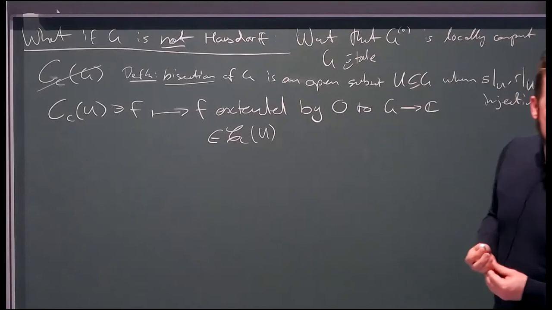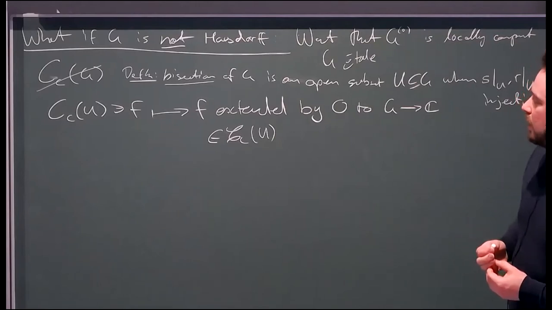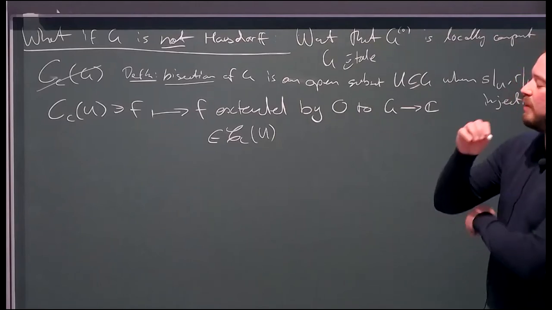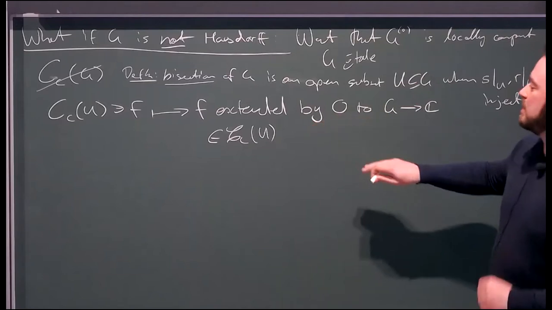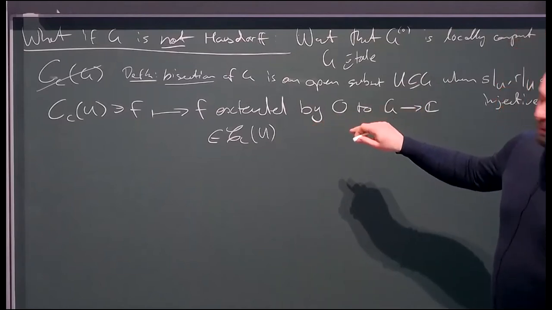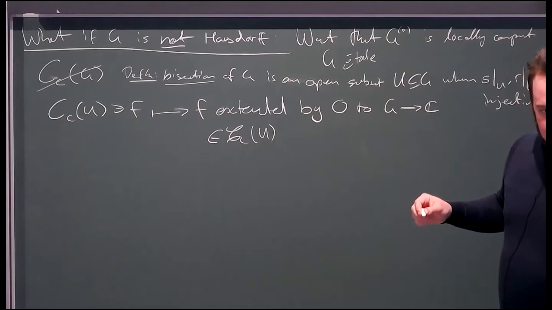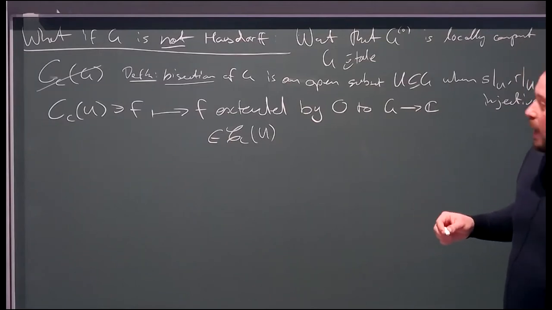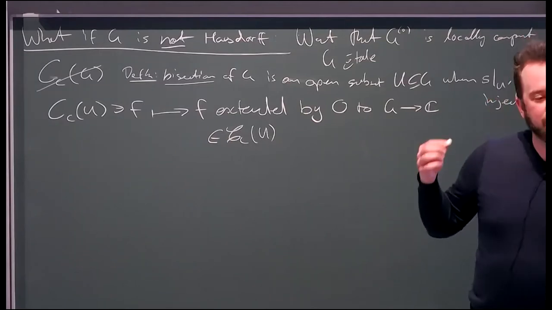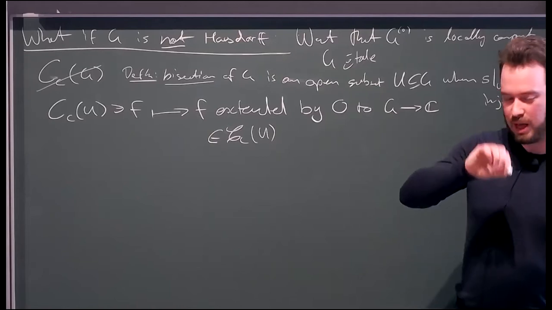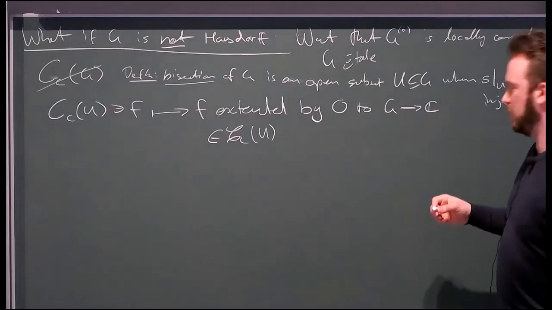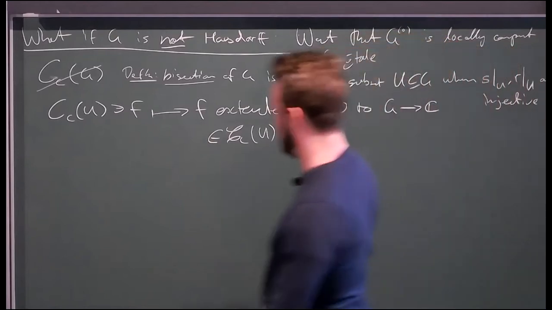F is defined on U, which is an open bisection, and then we extend by 0. But on just U, for example, does it vanish at infinity? It vanishes at topological infinity for U. That may not be topological infinity for the groupoid. So an example of this might be if you have the line with two origins.